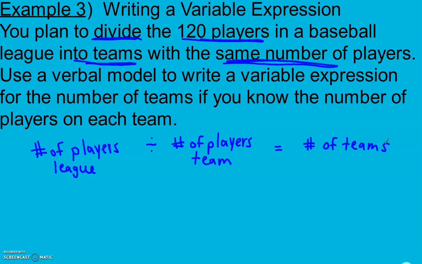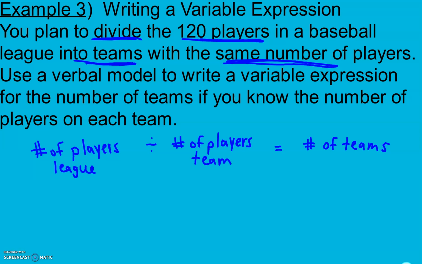Okay, if we look back up, it says we want to divide the players in a league into teams with the same number of players. So we're going to take all the players in the league divided by how many players are on each team, and that'll tell us how many teams we have. There's a lot of different ways you can set up these verbal models depending on what you're trying to find. So if you set it up differently, it doesn't necessarily always mean it's wrong. It just means you used a different operation maybe, or we're looking for a different piece.